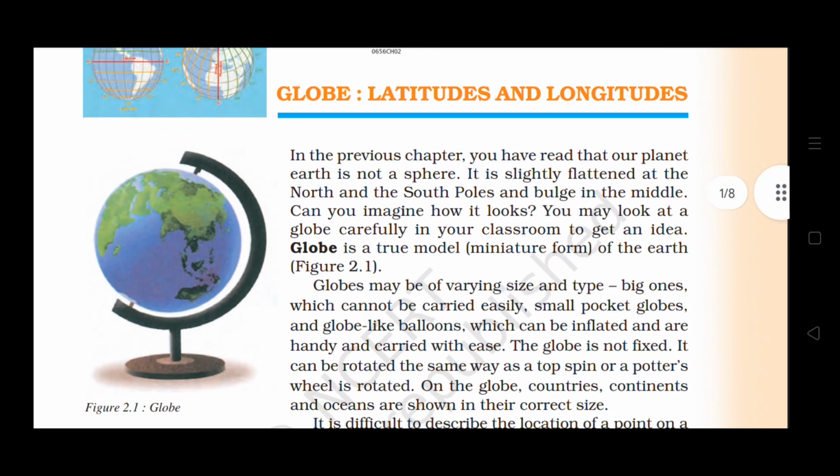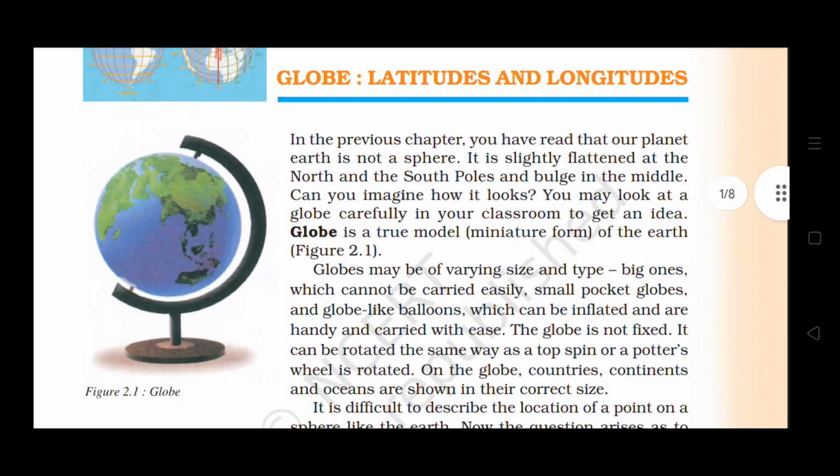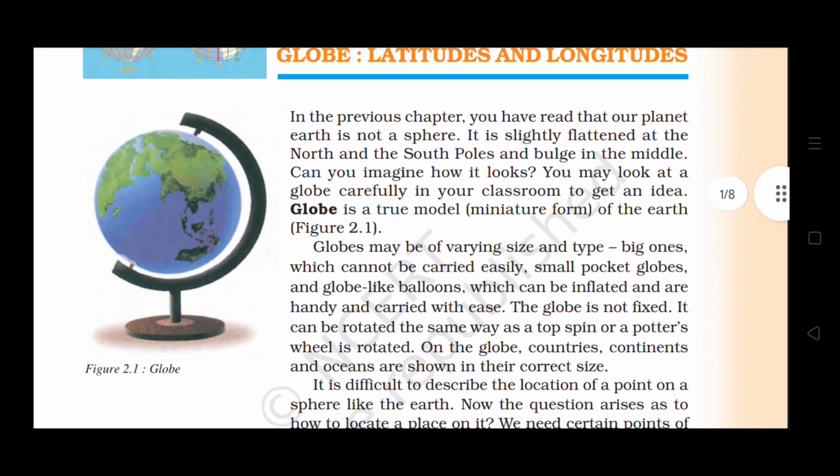In the previous chapter you have read that our planet earth is not a sphere. As you know, our earth is slightly flattened at the north and south poles and bulges in the middle. So that is the nature of earth's shape. Earth is basically flat at both north and south poles, and it usually bulges out, meaning it is more spread out in the middle section of itself.